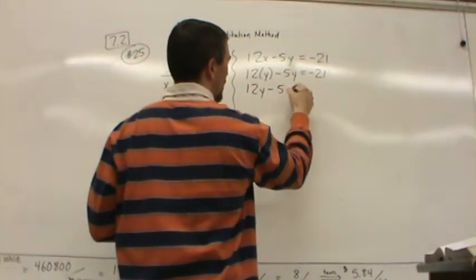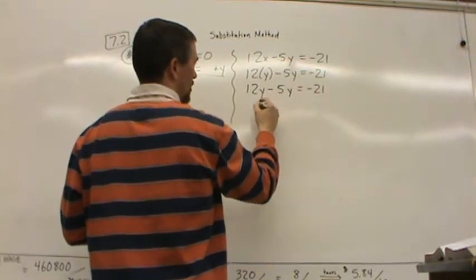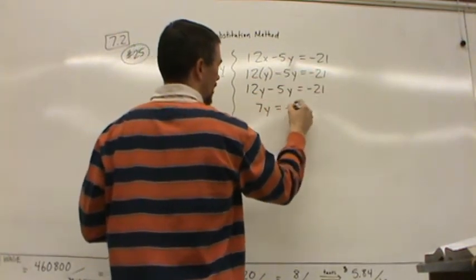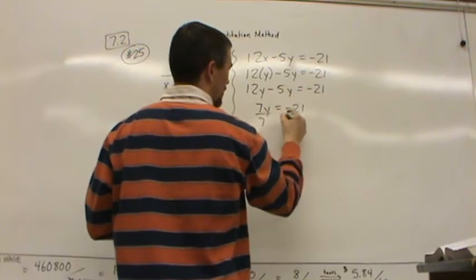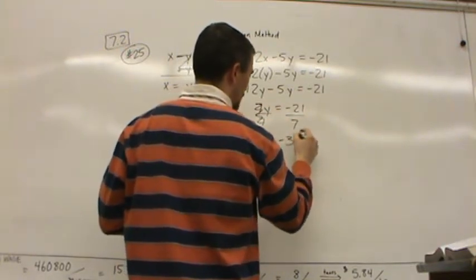Anyways, continuing on with this, 12y minus 5y equals negative 21. That minus that is going to be what? 7y equals negative 21. Divide by 7, divide by 7. y now equals negative 3.